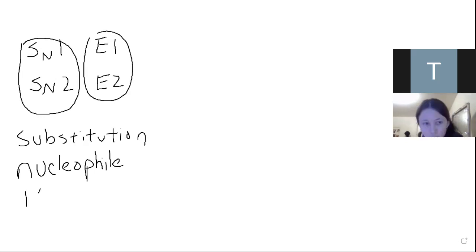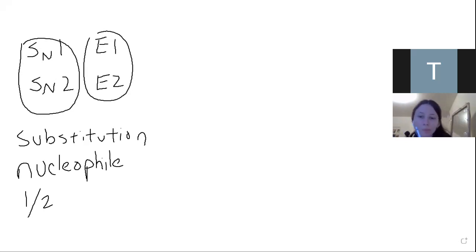The 1 or the 2 tells you how many things are involved. Is it one thing at a time or is it 2 things at once? So we'll go through and highlight that a little bit more. Isn't SN1 just one thing happening at a time? Yep. And that's how you should think of the numbers: one thing involved or 2 things involved.